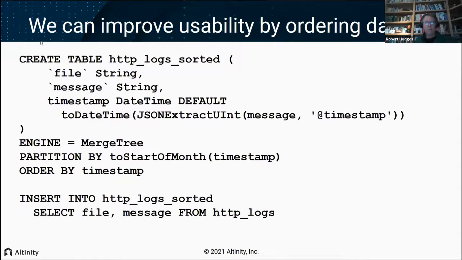So one thing we can do is create a new version of this table, and add a field called timestamp. It still has the blob, the message. It has a field called timestamp, and it defaults to a value that just gets pulled out of the blob when it's loaded. Because we have this timestamp, we can now use that to partition the data properly. In this case, I'm going to partition by the start of month, so I'll have parts that are divided by month, and within those parts, they're ordered by timestamp.